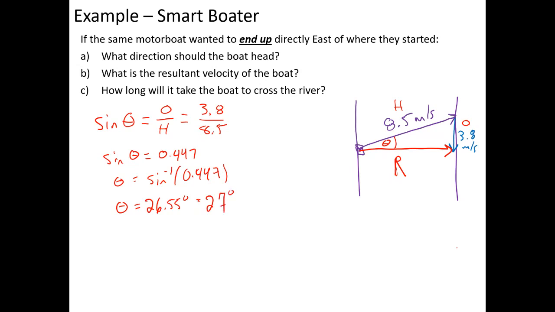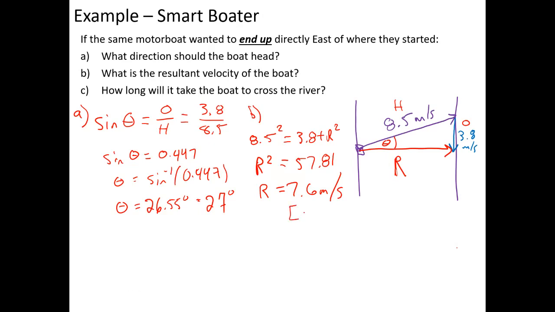What is the resultant velocity of the boat? Part B is using the Pythagorean theorem, only in this case our resultant velocity of the boat just happens to not be the hypotenuse, so we'll solve this in a little different way. We can plug and chug to find that r squared is equal to 57.81, so the resultant velocity would be 7.6 meters per second, and this velocity would be directed exactly east because this boater is smart.